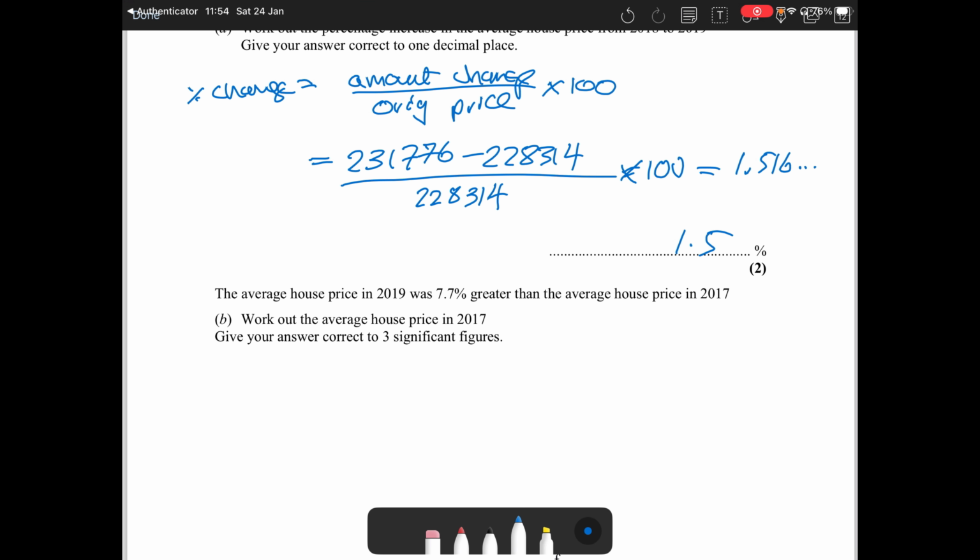I always like to use the multiply method. So again, if this is something you struggle with, do look at reverse percentages. I'm going to say some value of x. Okay, this is the 2017 price. You use any letter of your choosing. We've increased that by 7.7%.